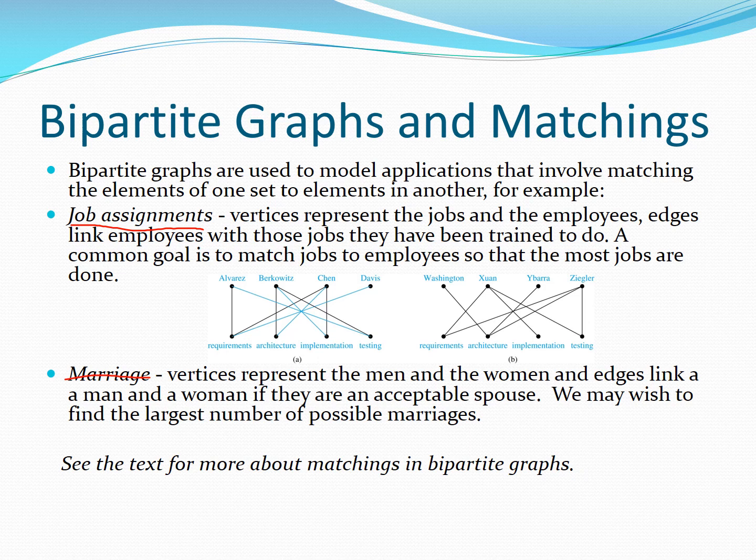Another example is marriages. You can have a set of vertices of men, and another set of vertices of women, and depending on what the requirements are, you can connect the prospective people who can date and get married, and so on. So these are two applications of bipartite graphs which are used along with graph matching algorithms.